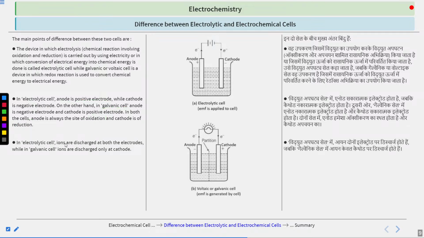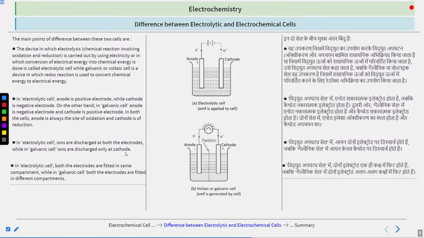Next, in an electrolytic cell, ions are discharged at both the electrodes, while in a galvanic cell, ions are discharged only at the cathode. So this is an important point. You should remember this. If you consider the electrolytic cell, then ions are discharged at both the electrodes. In a galvanic cell you know it very well that oxidation is occurring here, so here only your ions are discharged. Here no ions are discharged, right? But in this case, on both sides ions are discharged.